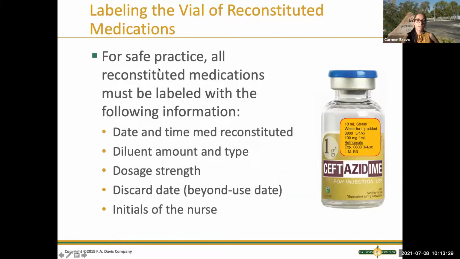So when you're labeling vials that are reconstituted, for safe practice and to prevent errors, or giving a patient something that's no longer good, you have to label the medication again with the date and time it was reconstituted, what you added, which diluent you added, the dosage strength that you made, when it is supposed to be discarded depending on the diluent, and your initials. And again, we already have some preset labels for this.